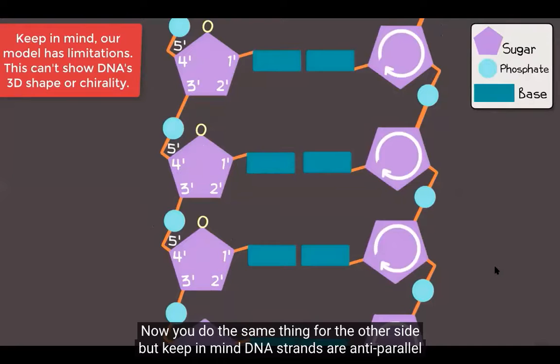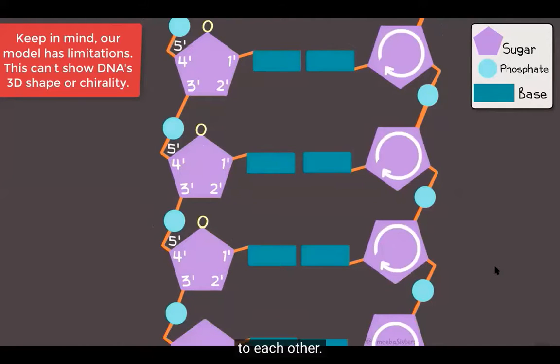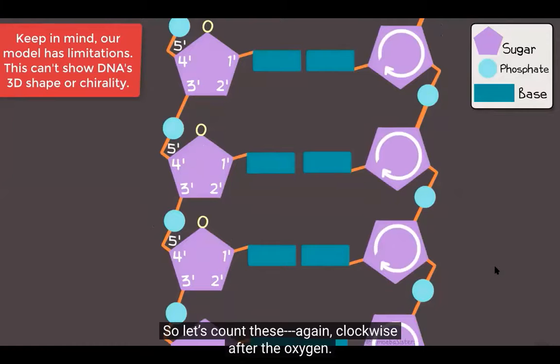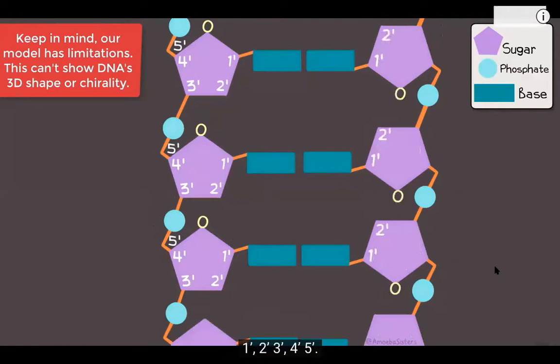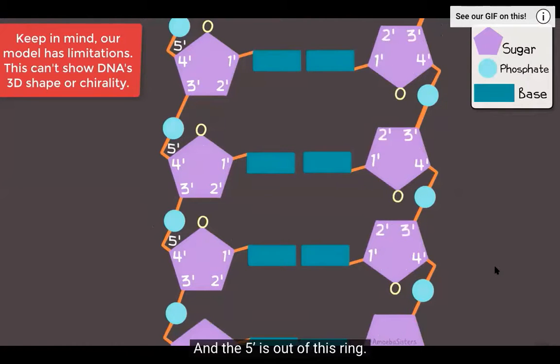Now, you do the same thing for the other side, but keep in mind DNA strands are anti-parallel to each other. So let's count these, again clockwise after the oxygen. 1', 2', 3', 4', 5'. And the 5' is out of this ring.